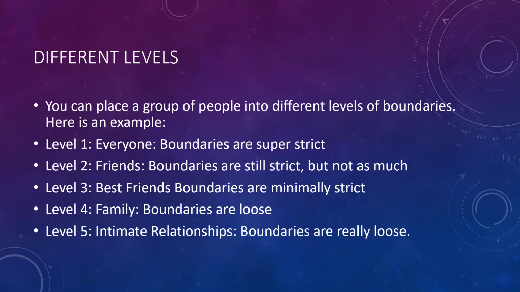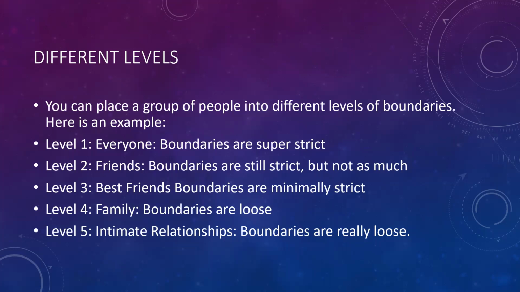All right, next up, we take a look at the different levels. So here we could put a group of people in a level and create boundaries for that specific group. So here's an example that I did, the example that I use with a lot of students and clients that I help. We go off of 5 different levels. In level 1, again, this is an example. You can label these levels any way you want to, but with level 1, that's where we put everyone.